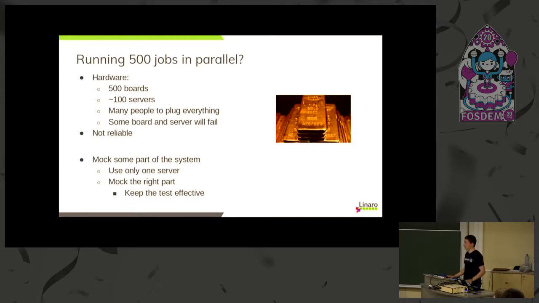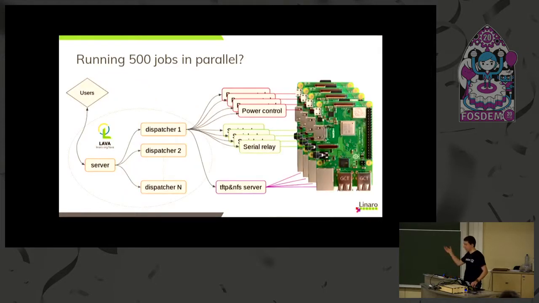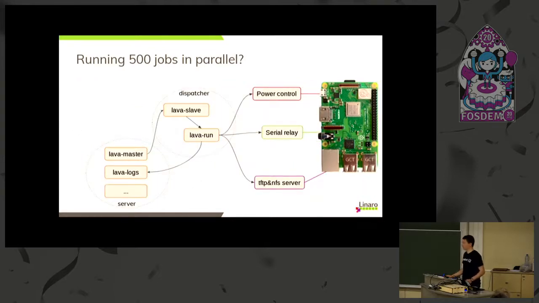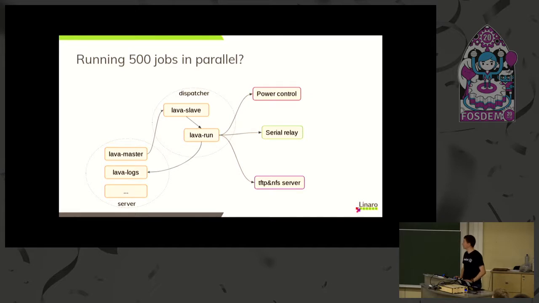So one way to do it is just to mock some part of the system. Again, which part do we have to mock? This is the Lava architecture. We will simplify it a bit, but we'll look at how Lava is working itself. On the left side, you have the server, in the middle the dispatcher, and the board on the right. We said that we don't want any boards, so let's remove the boards. We can also remove all the power controller, serial relay, etc., because there is nothing to control.